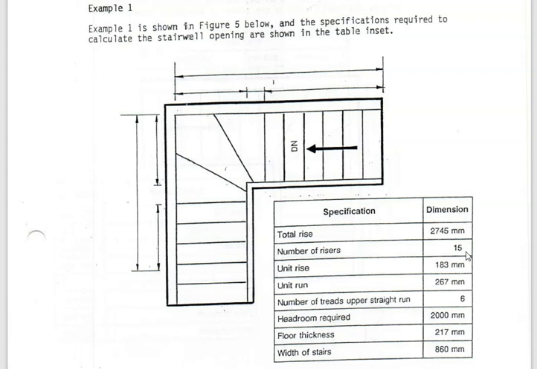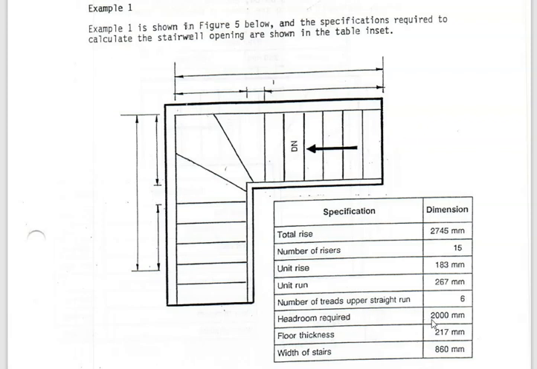number of risers. And one last little bit of information we usually get in these problems is the number of treads. In this case, we're given a number of treads in the upper straight run, so that would be right here. Sometimes you'll be given it in the lower and have to figure out what you have in the upper. We need that number to calculate several things. Let's just move forward. Let's finish reading these out too.